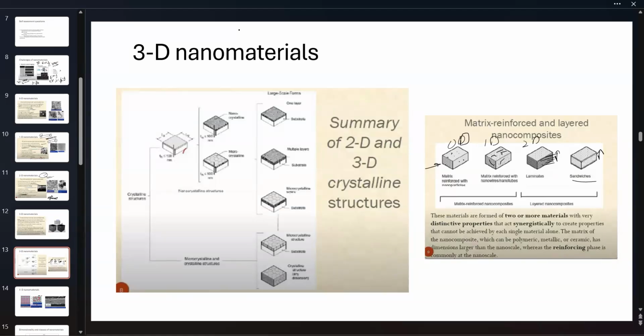So yeah, these materials are found when two or more materials with very distinct properties act synergistically to provide properties that cannot be achieved by each single material alone. The matrix of the nanocomposite, which can be polymeric, metallic, or ceramic, has dimension larger than nanoscale, whereas the reinforcing phase is commonly nanoscale.